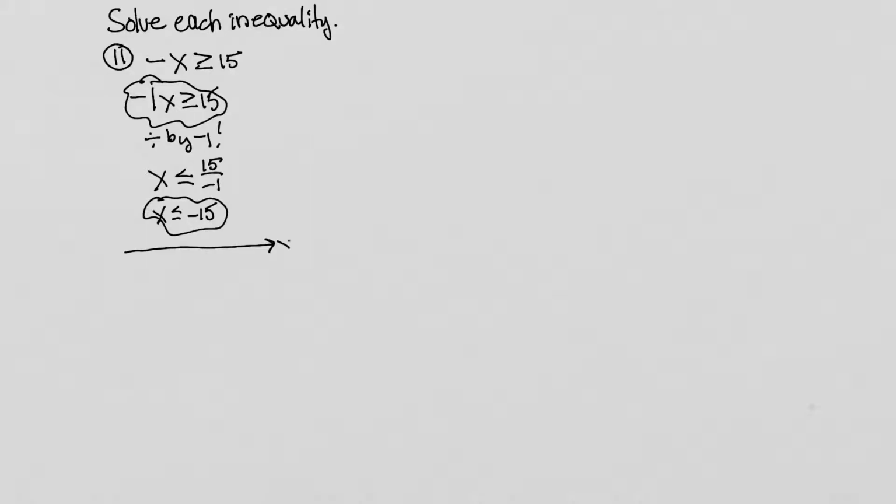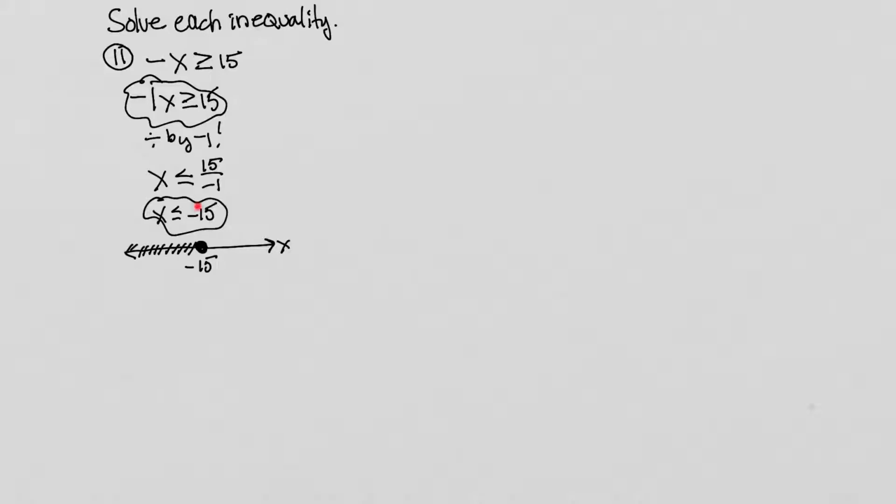Let's get the graph form. Because we have a non-strict inequality, right? We got that equal sign, less than or equal to. We're going to locate -15 and draw a closed circle at -15. And the x's are to the left. The arrow goes to the left. We want numbers smaller than -15.